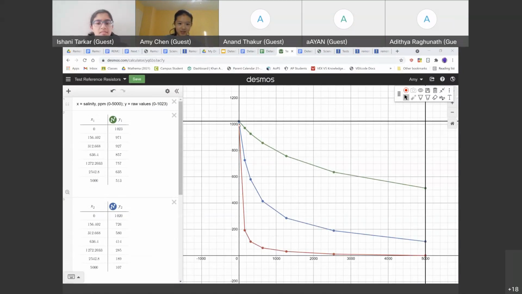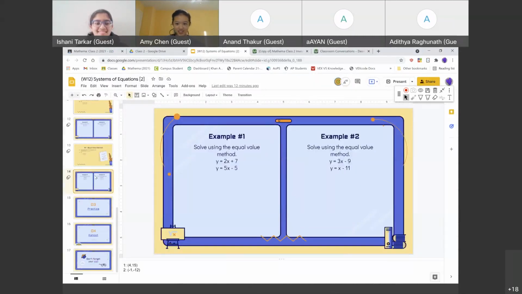And so you can see they all sort of intersect up here, and then they kind of curve down over here. So this is an application of graphing. This is also what I was doing before I came to this class. So yeah.